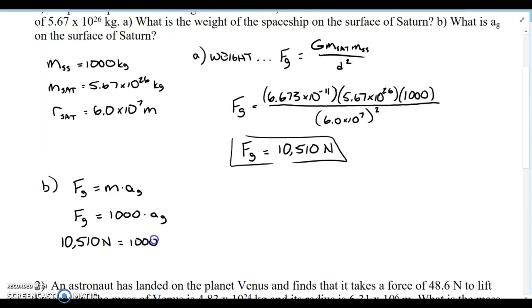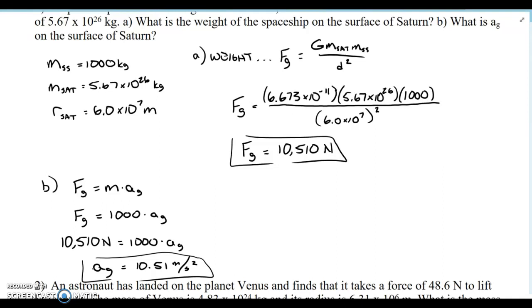And if I just divide by 1,000, I get my answer as 10.51 meters per second squared, which is a little bit more than what you would find on Earth, which is 9.8 at the surface, which makes sense. That is a bigger planet with a little more mass.